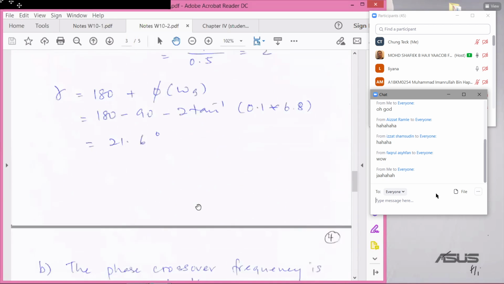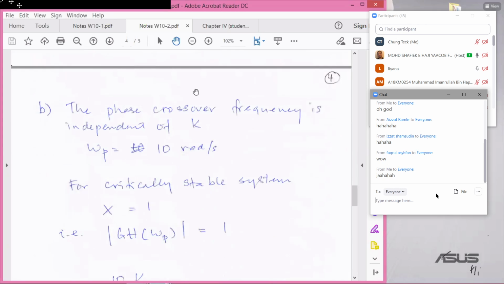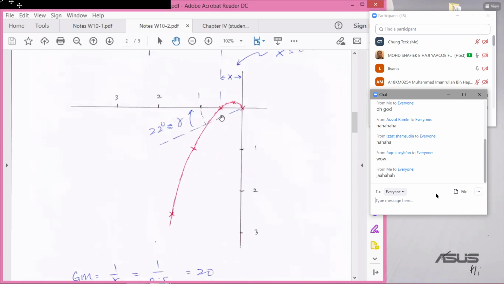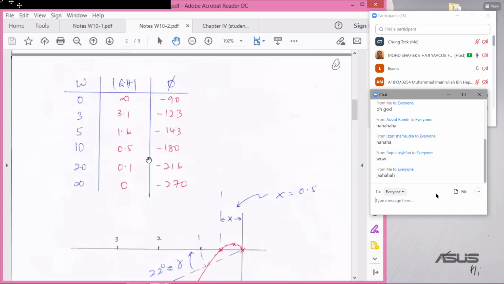So we're going to go to part B. The phase crossover frequency is independent of K. It's not a function of K. So the phase crossover frequency stays the same. The phase angle is not a function of the gain K. It's not going to change. The phase angle is not going to change. So the phase crossover frequency is going to stay 10.